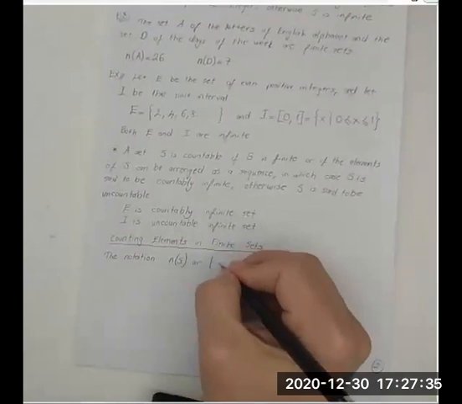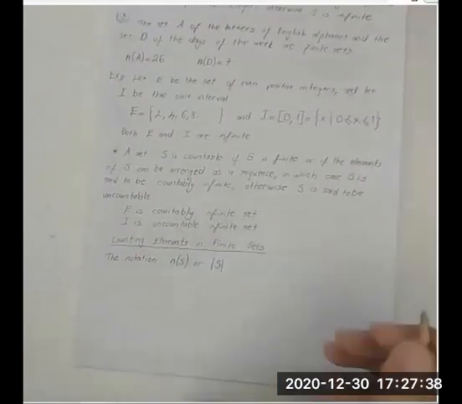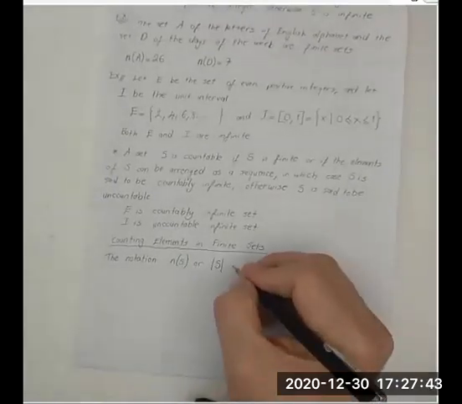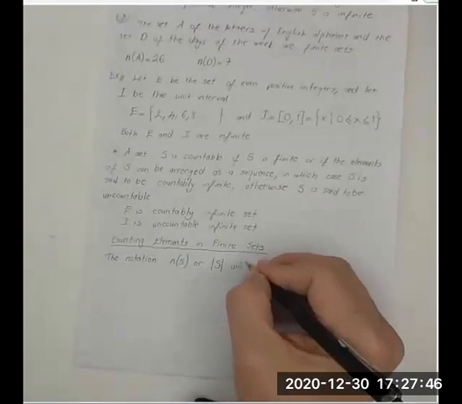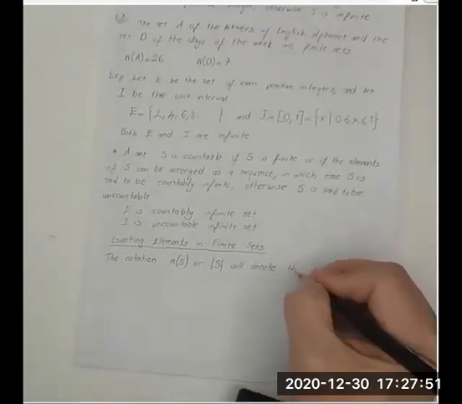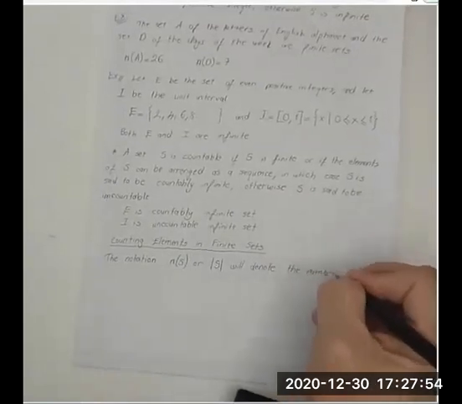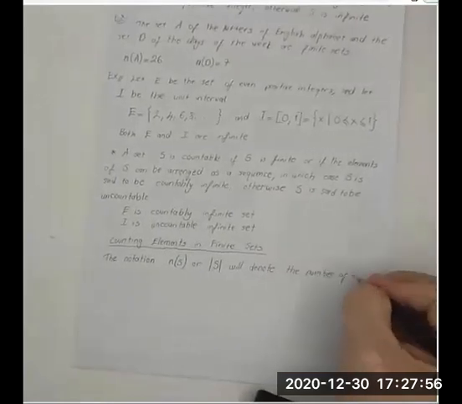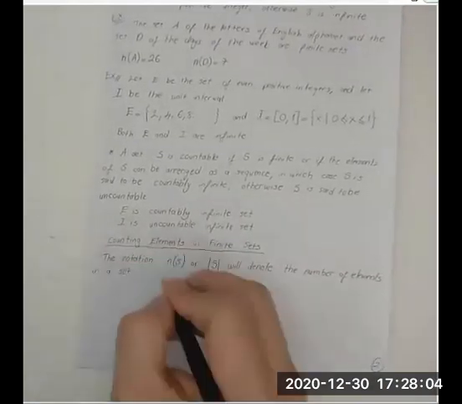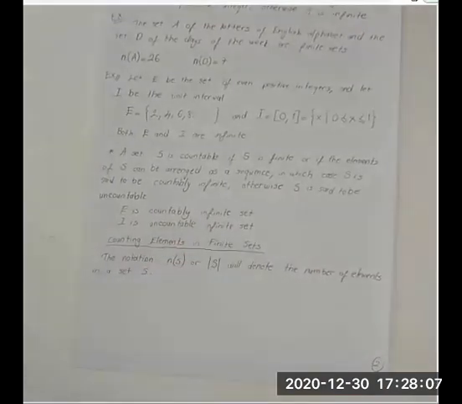or there's a second way, the absolute value line inside of which will denote the number of elements in a set S. So there are some different notations also.